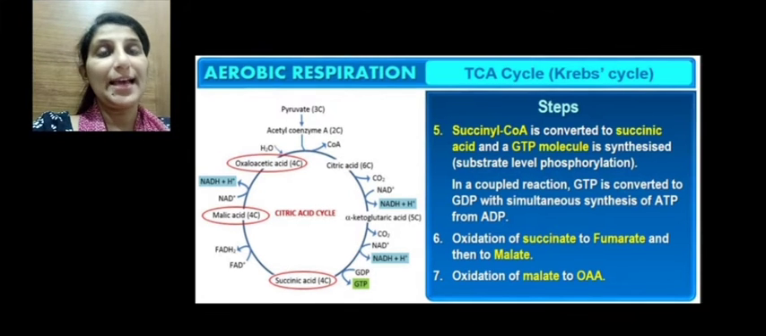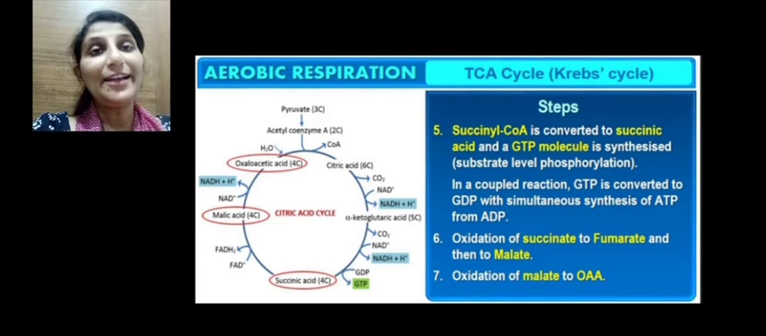The succinic acid, the 4-carbon atom succinic acid, gets oxidized to fumarate or fumaric acid and then to malic acid. And during this process, the coenzyme FAD is reduced to FADH2. FAD stands for flavin adenine dinucleotide. So FAD gets reduced to FADH2, and subsequently the succinic acid is converted to fumaric acid, and fumaric acid ultimately gets converted to malic acid.